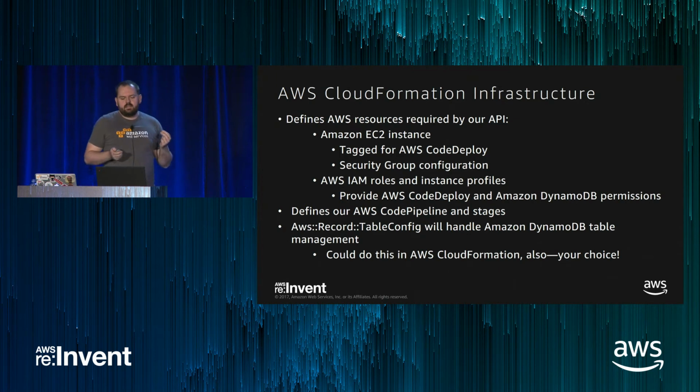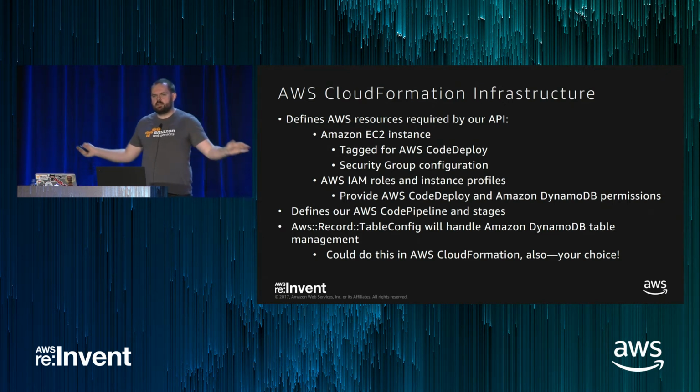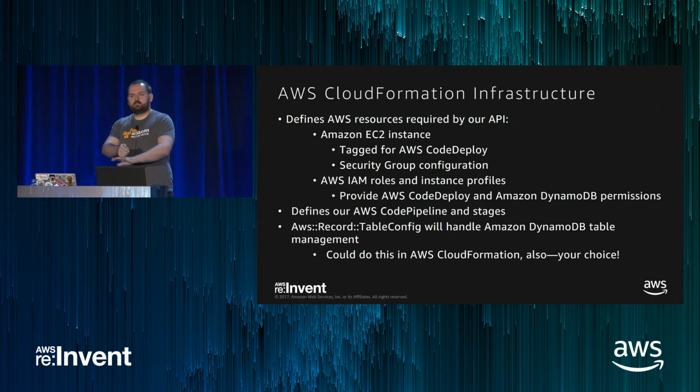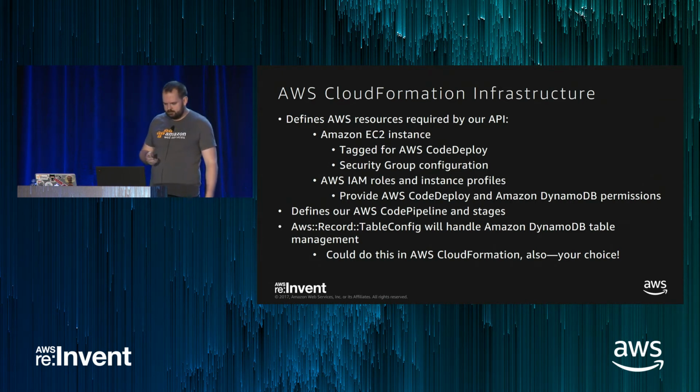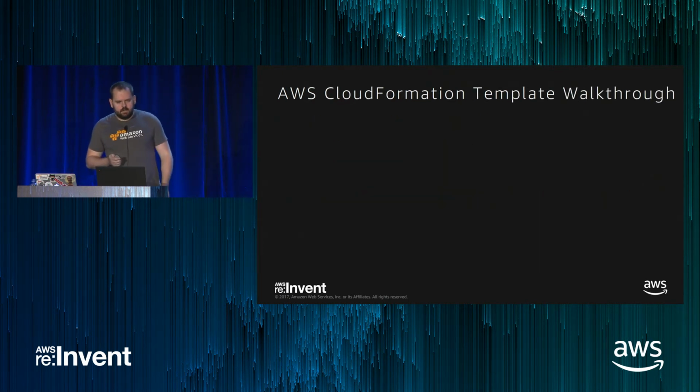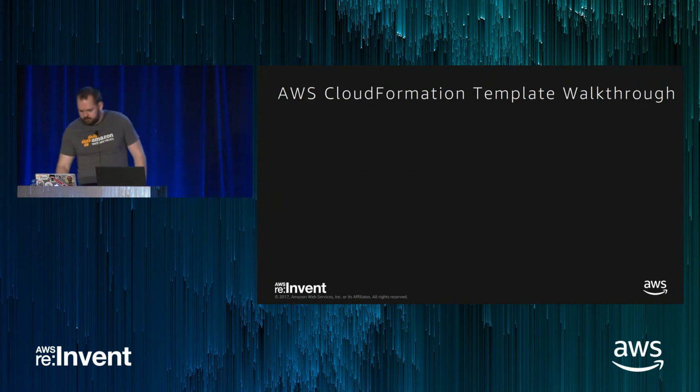And we're not defining the Amazon DynamoDB table in CloudFormation, and we're going to let our Rails application's table config do that instead, so that all that configuration stays in your code. But you could do it either way. All right, so let's walk through what this template is going to look like.